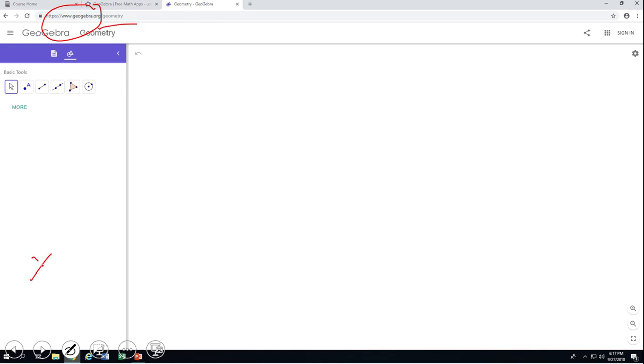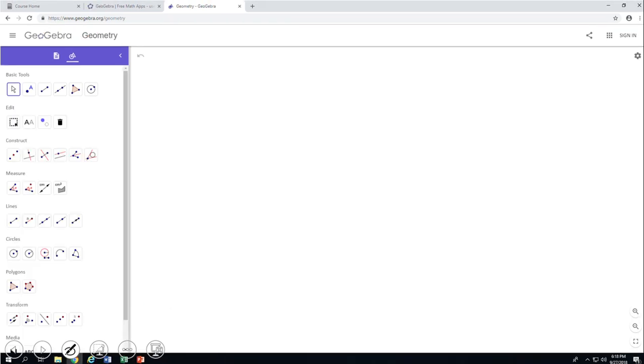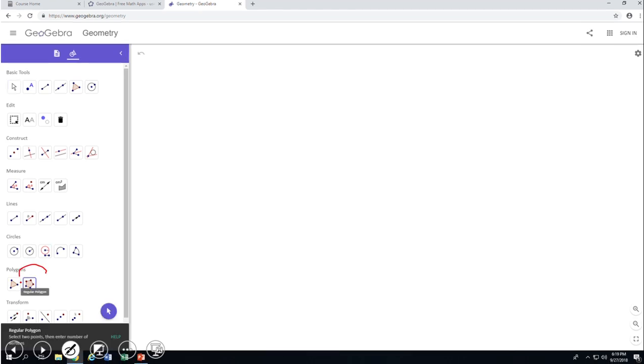You should get these two regions. The one on the left, where so far you have basic tools, and the one on the right, where we're going to do some drawing. Then you can click on more, and you will see a bunch of tools. I'm going to need you to pick this one here, which says regular polygons.